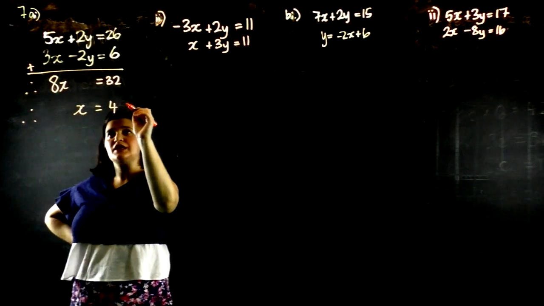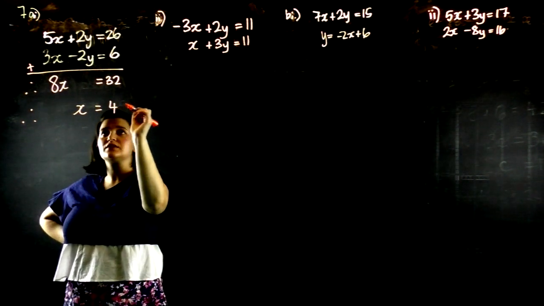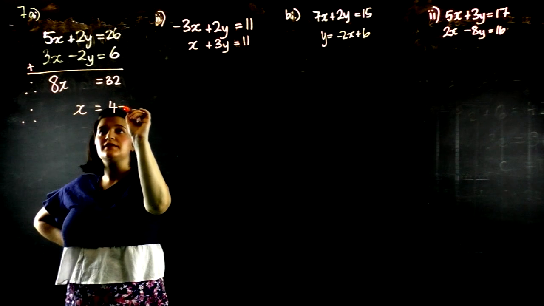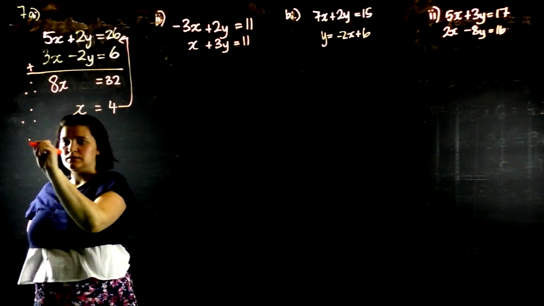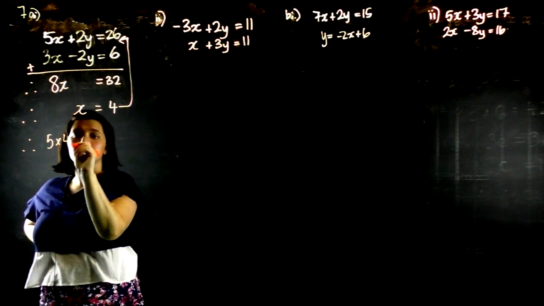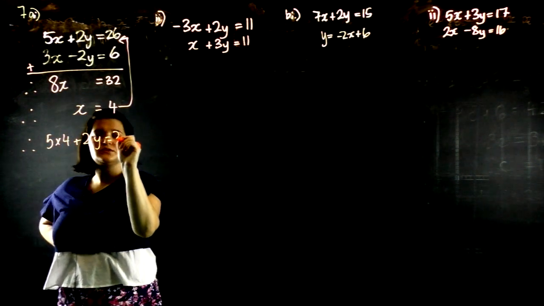Then back substituting, it doesn't really matter where it goes. Let's put it in up here. Therefore, 5 times 4 plus 2y equals 26.